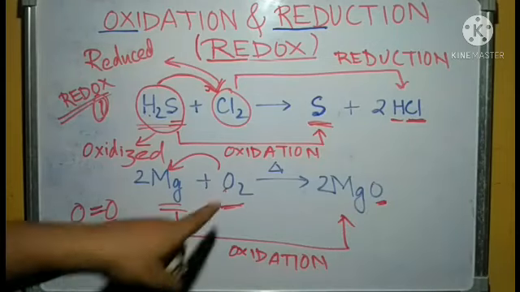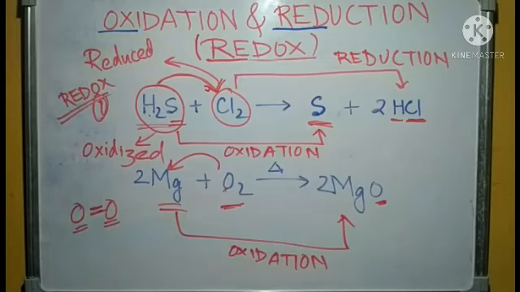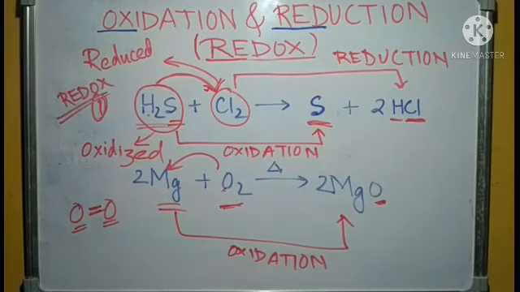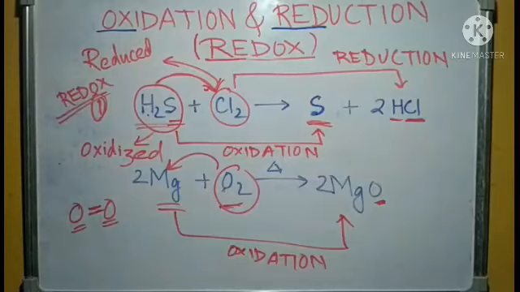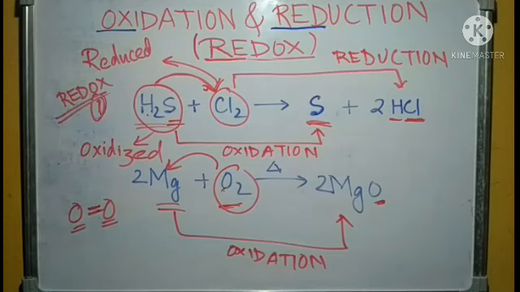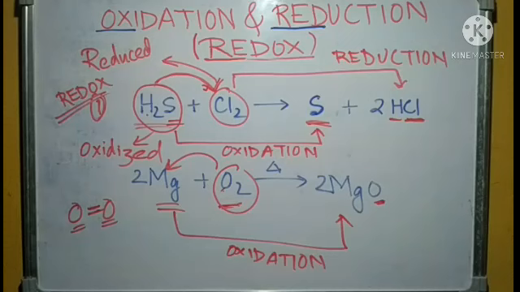That means the oxygen molecule gets reduced, because it loses 1 oxygen atom, one at a time. Therefore, we can say that this oxygen molecule is reduced. So both of these reactions are examples of redox reactions. So I think your oxidation and reduction reaction is clear.